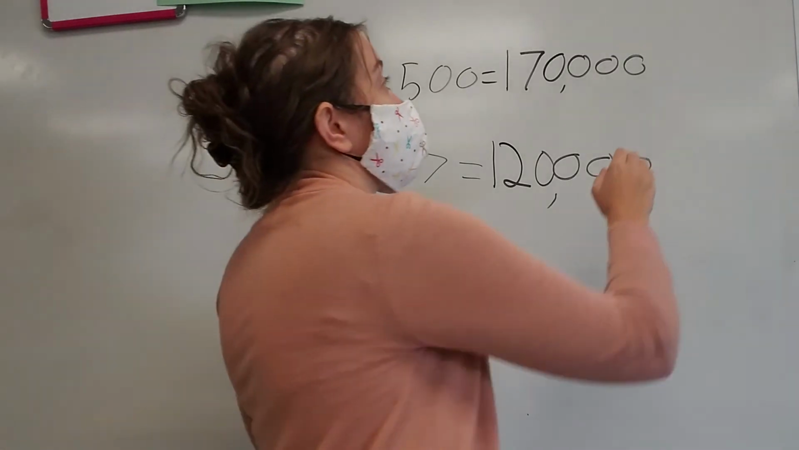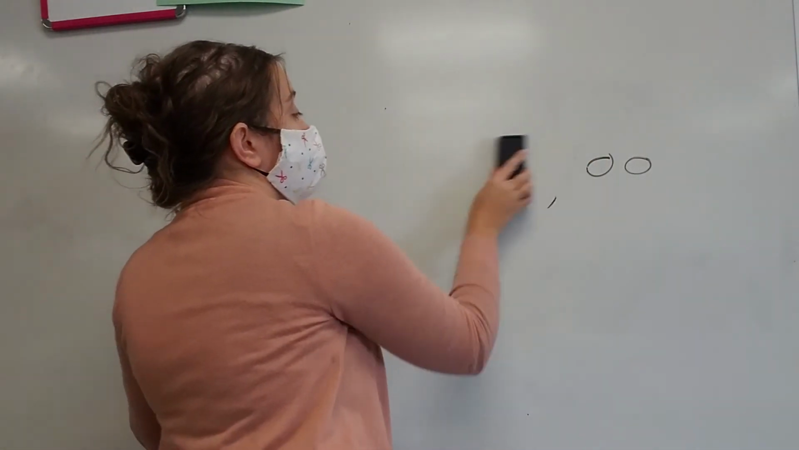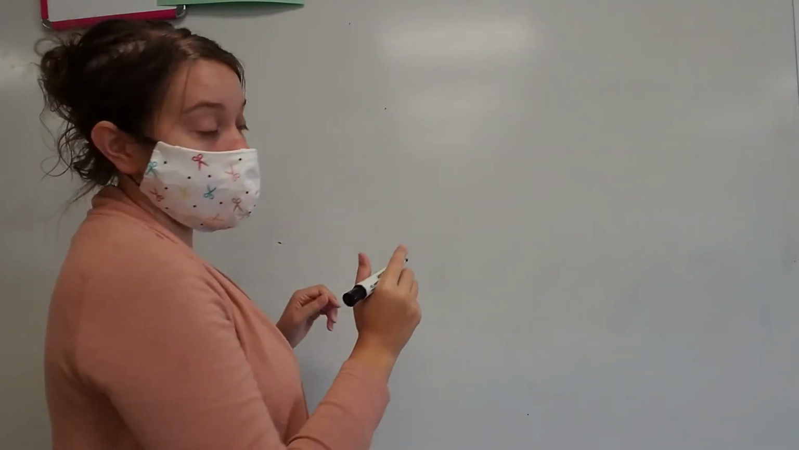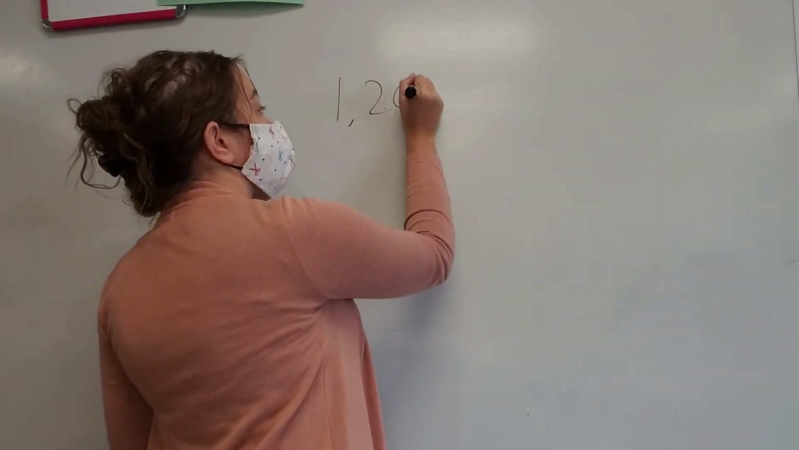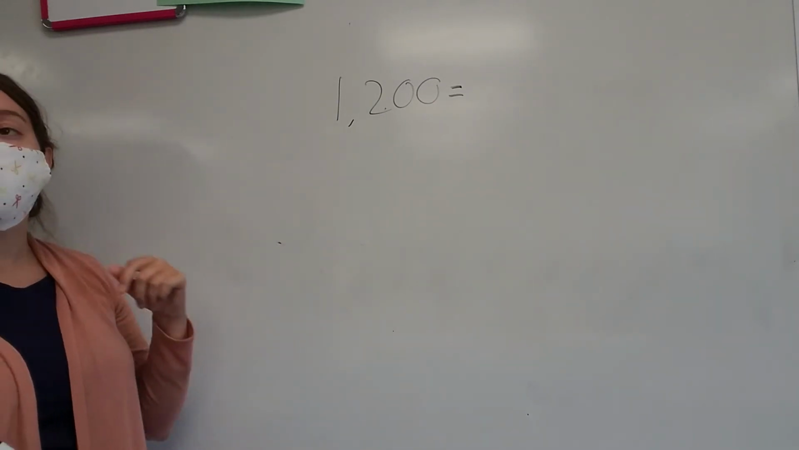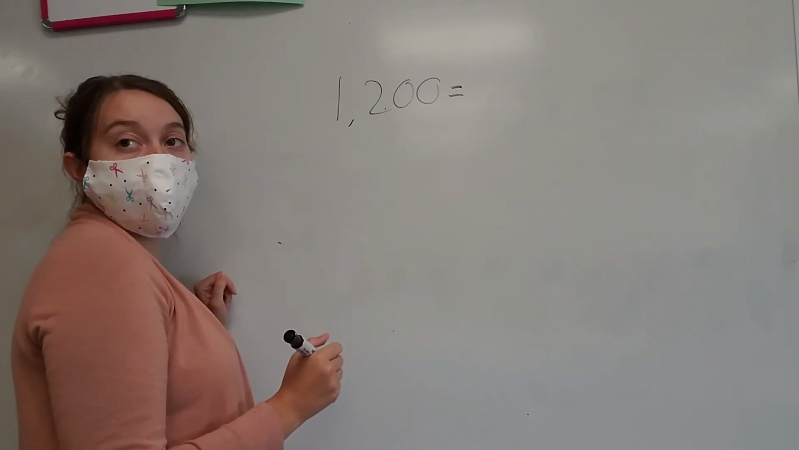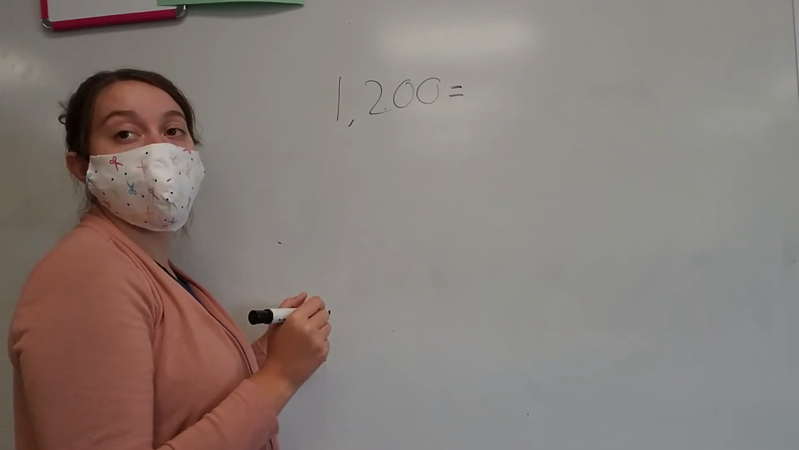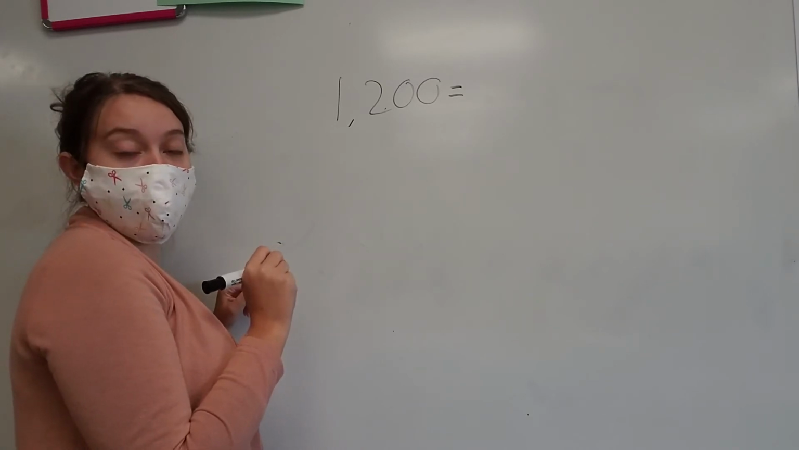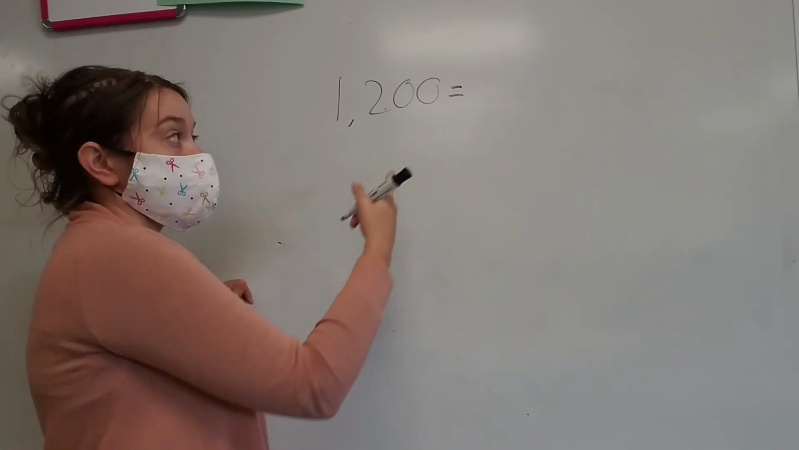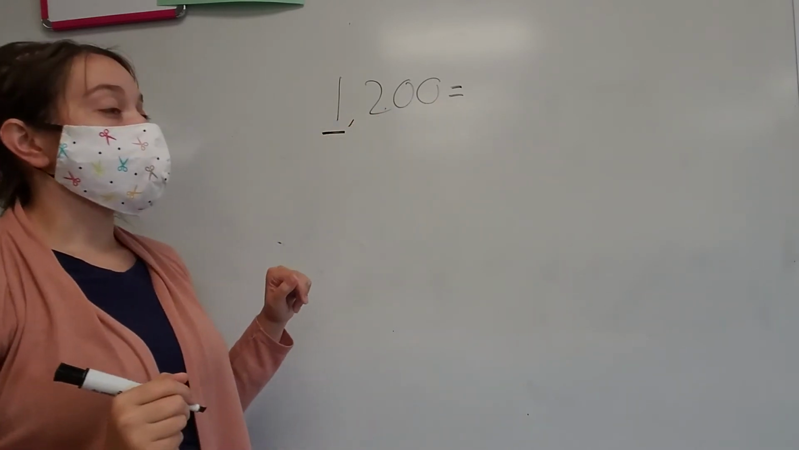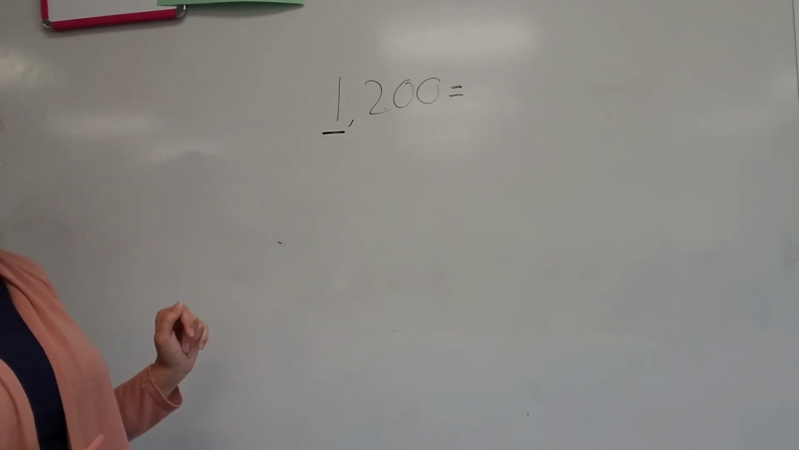Okay, look at number 6. Number 6 says we are rounding to the nearest thousands. We have 1,200. Okay? What number is in my thousands place, Keegan? 2. In my thousands. We have our ones, tens, hundreds, thousands. Good. So, we don't have anything before it to worry about.